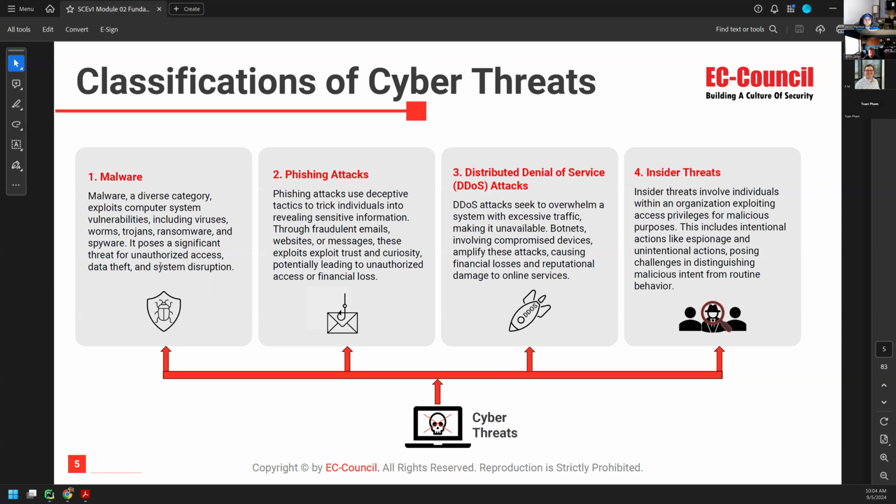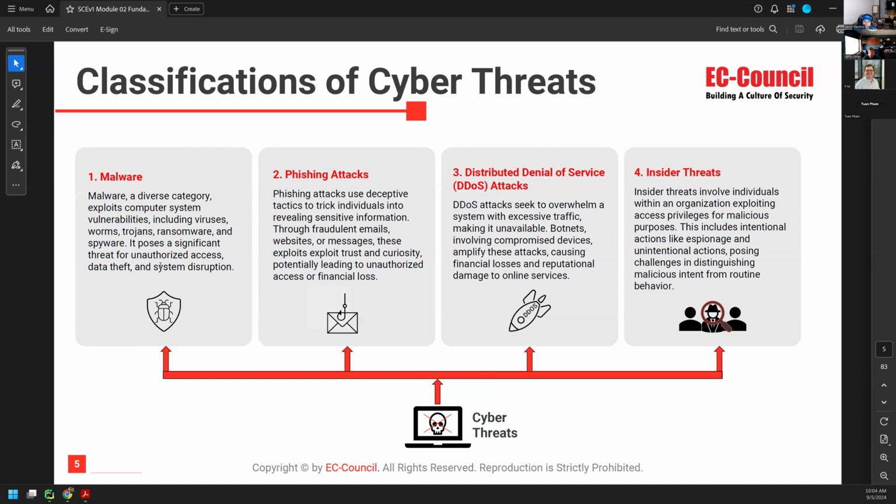You have seen a much larger push in this realm lately, even down to your cell phones, getting random texts and different things coming through there. Then your distributed denial of service, your DDoS attacks. Again, these are used to overwhelm any kind of system with excessive traffic, making it unavailable, right? By default, the system has to respond, and if you overwhelm it, it will end up crashing. Those are typically done within botnets and involve compromised devices, which amplify the attack, causing financial losses.